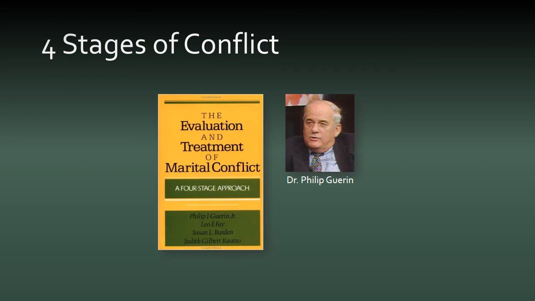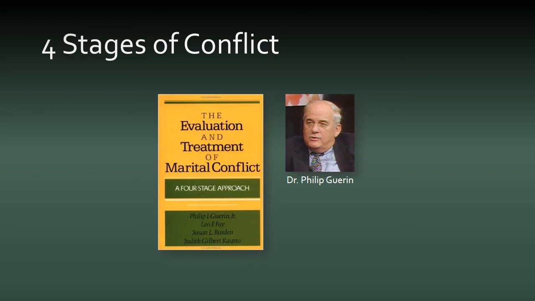To conclude this presentation, I want to review the 4 stages of conflict. Philip Guerin was a student of Murray Bowen, and as a psychiatrist, he applied this model to the evaluation and treatment of marital conflict. He identified 4 stages or manifestations of conflict. With a team of researcher clinicians from the Center for Family Learning in New York, they developed a conceptual framework to assess and match treatment to each couple's particular problem.